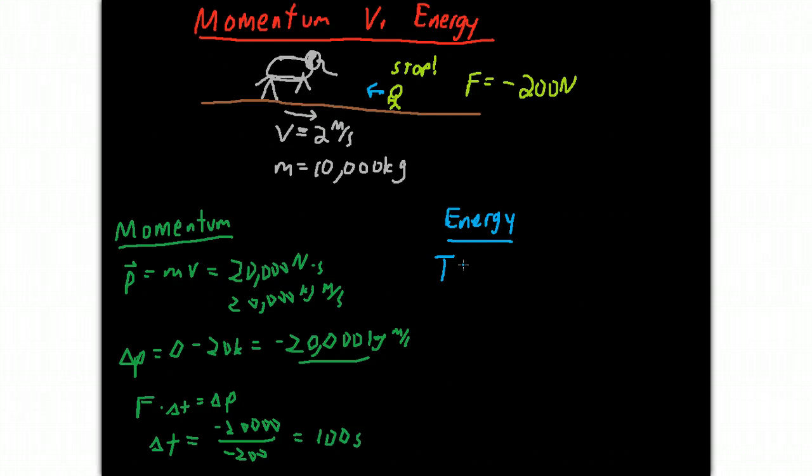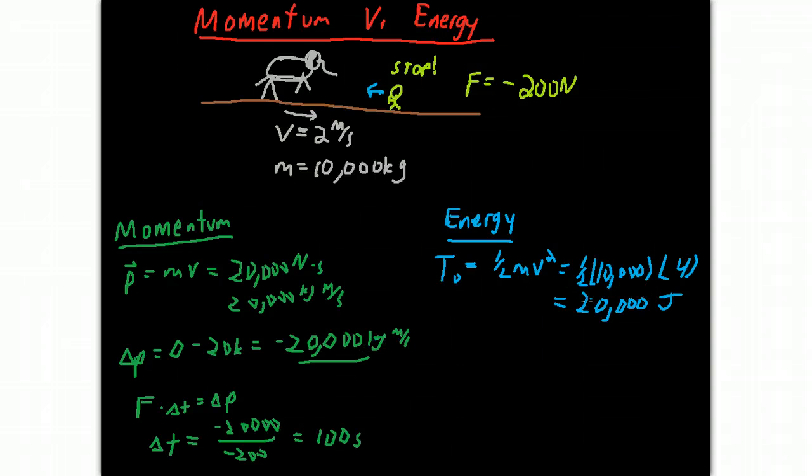So our kinetic energy, initially at least, will be 1/2 mv squared. V is only 2, so we end up with 1/2 of 10,000 times 4. This is working out in a rather strange fashion. I have 10,000 times 4... that gives us 20,000 joules.